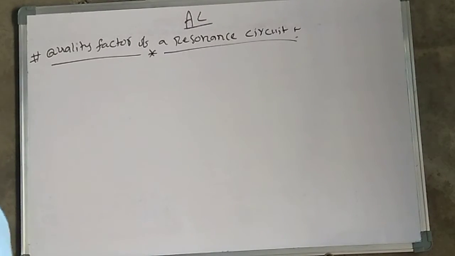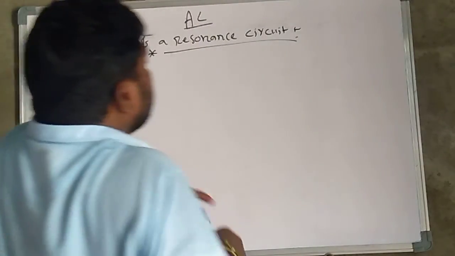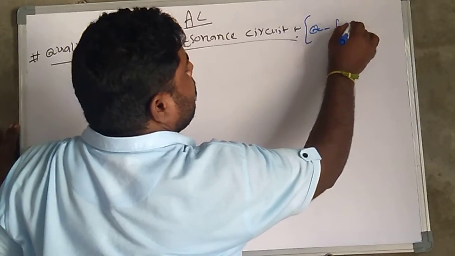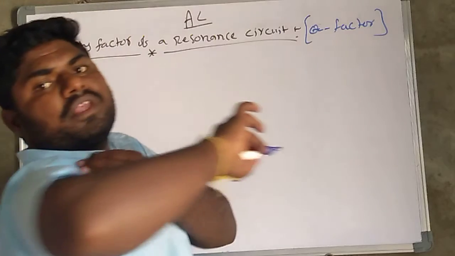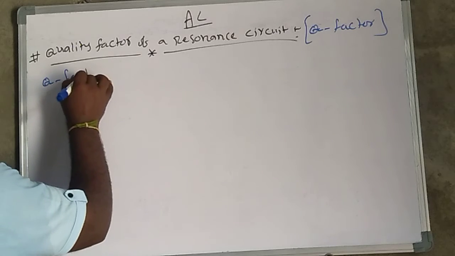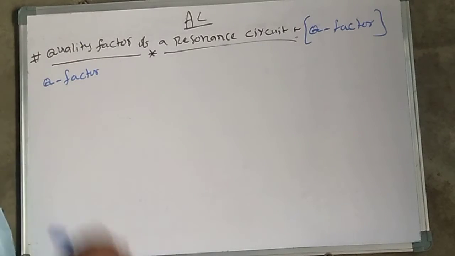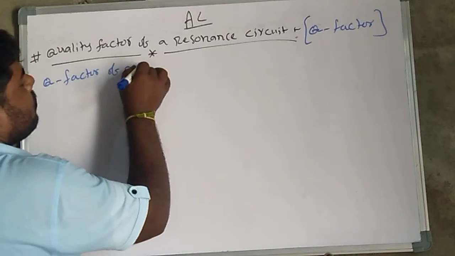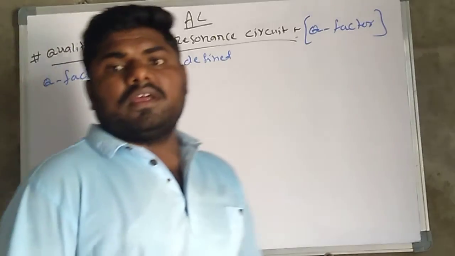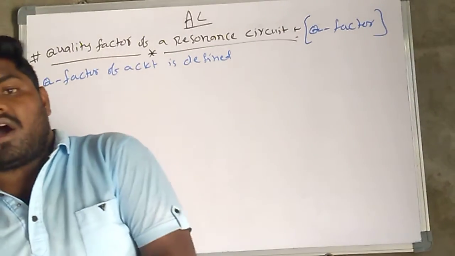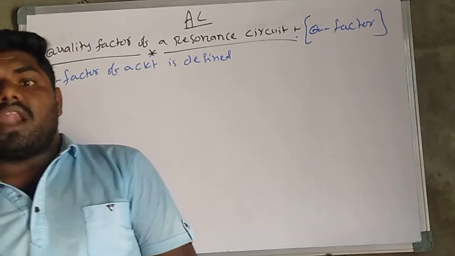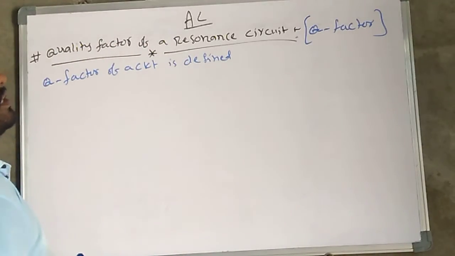Another important topic is the quality factor of a resonance circuit. This quality factor is also called the Q factor. The Q factor of a circuit is defined as the ratio of energy stored in the circuit to the energy loss per cycle at resonance in the circuit.